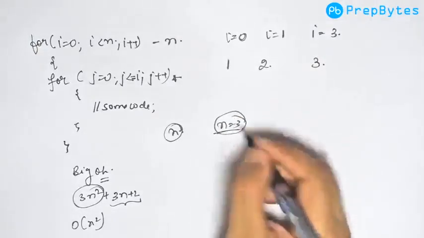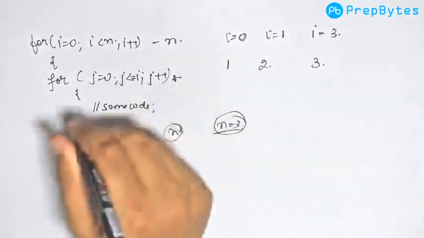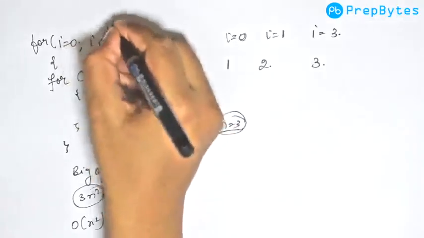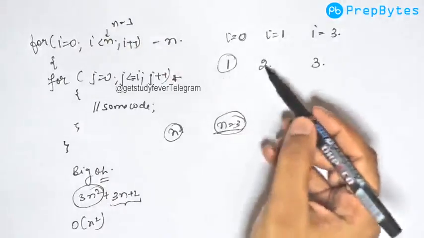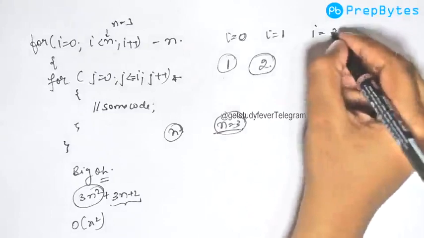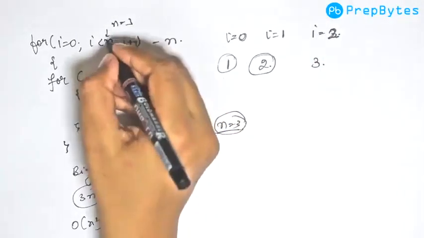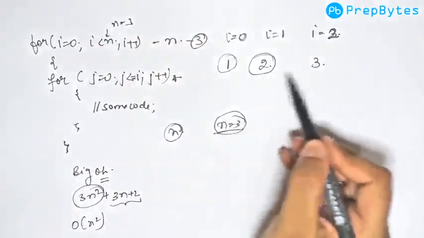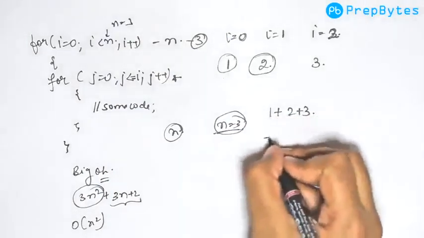So for n equal to 3, if we have to calculate how many times this particular loop has got executed, we add this. When i was 0, it got executed one number of times. When it was 1, it got executed two number of times. Similarly, when i was equal to 2, it gets executed three number of times, and obviously it will run only three number of times. So what is the total number of times this loop has run? It is 1 plus 2 plus 3, which is 6.